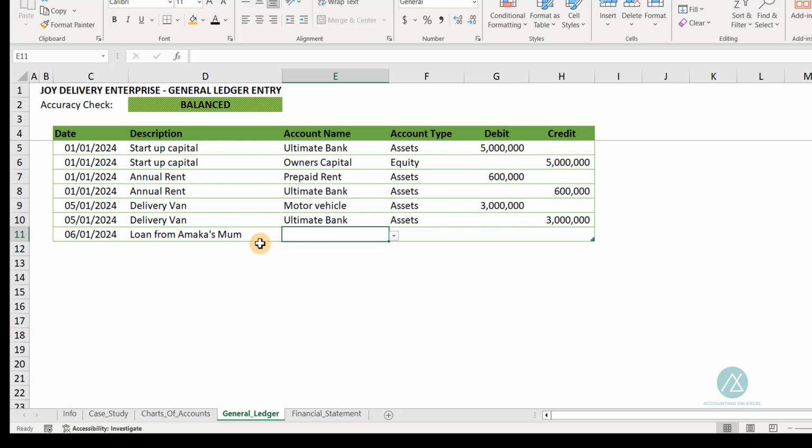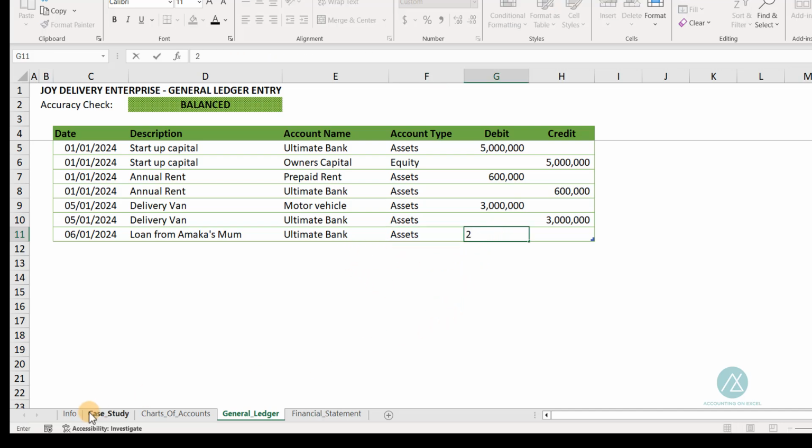So because Joy Delivery Enterprise is receiving a loan, right, there is something that is going to be increasing. Money is coming in, right? That money was paid into the business Joy Delivery bank's account. So the money she received from Amaka's mom will increase her bank because money is entering her bank. So you select the bank, Ultimate Bank. Remember, it's an asset, and whatever will increase an asset will be on the debit side.